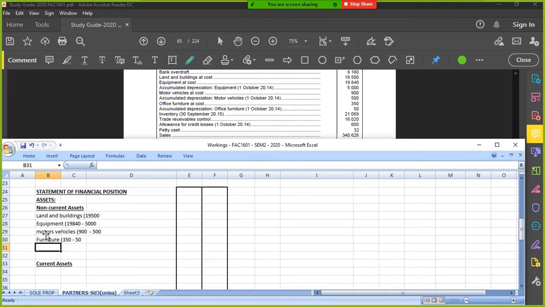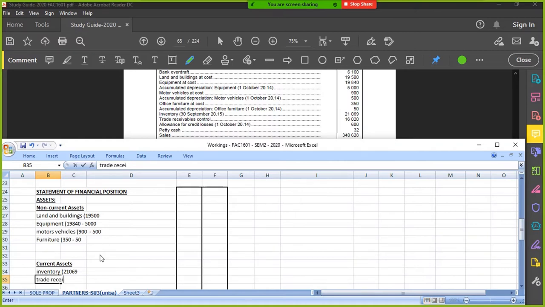Accumulated, minus 50. Right, next, inventory. What is that? That's something I can ask you. Current asset, good. Okay, just open your closing stock. This is closing stock, 30th of September 2015. Amount 21,069. Okay, trade receivables, debtors.